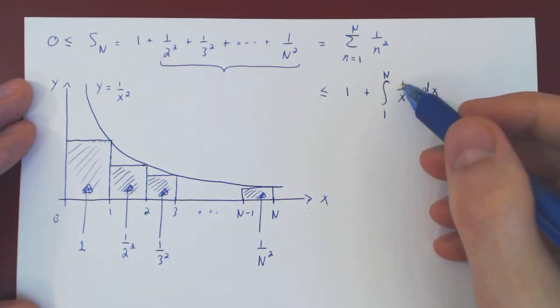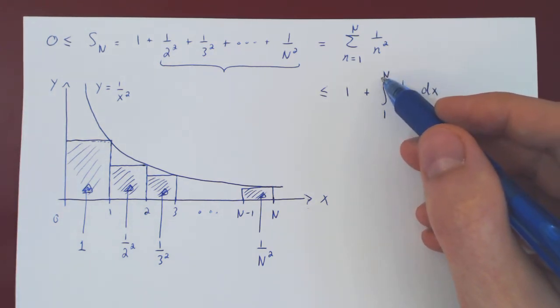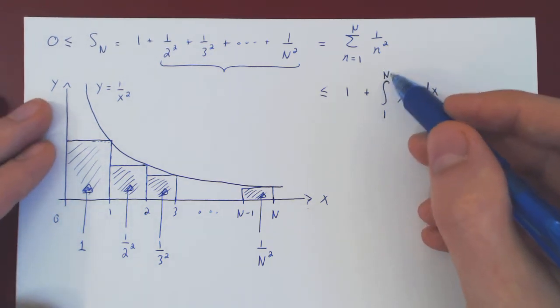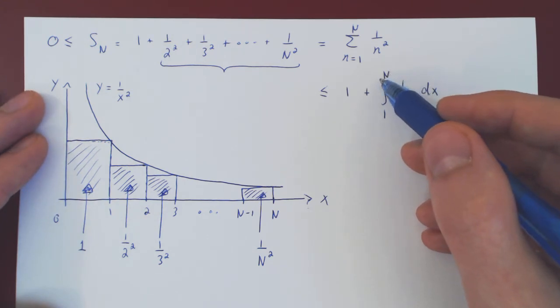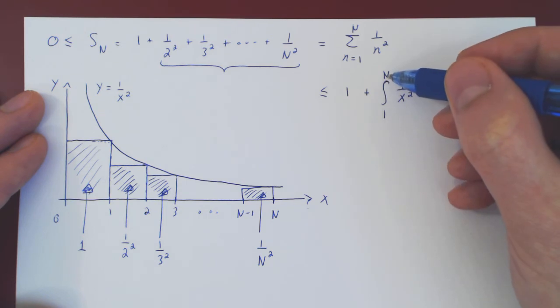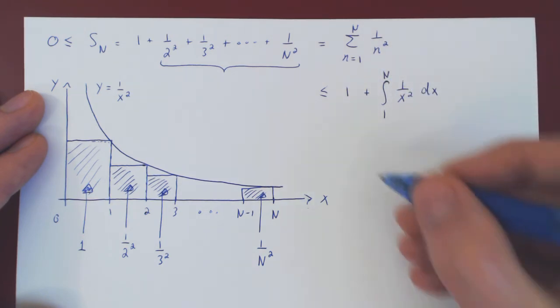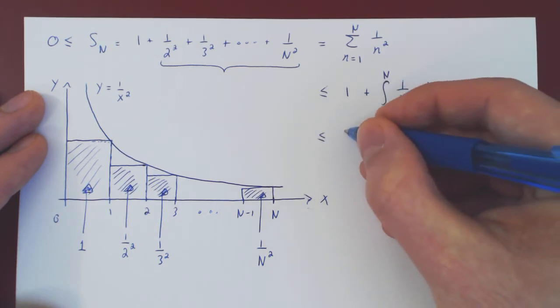The problem is we now have an upper bound, but it still depends on n. We need a fixed upper bound that does not depend on n. Well, this can be easily achieved. What if we don't stop at n? What if we integrate 1 over x squared all the way up to positive infinity? This will be clearly true.